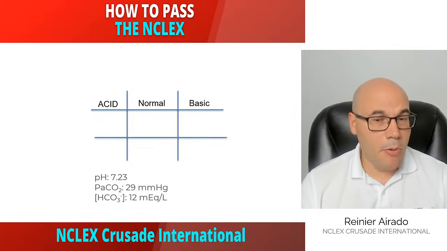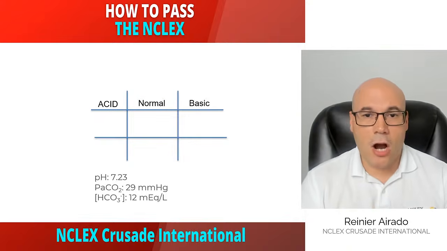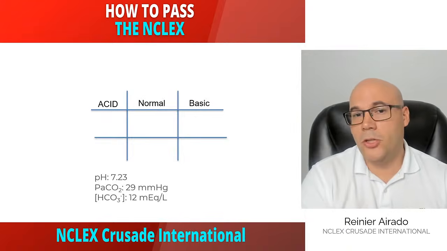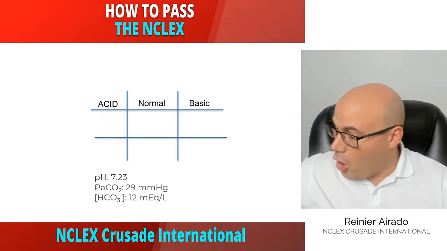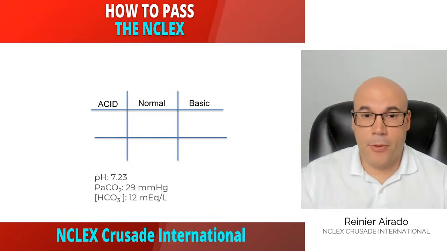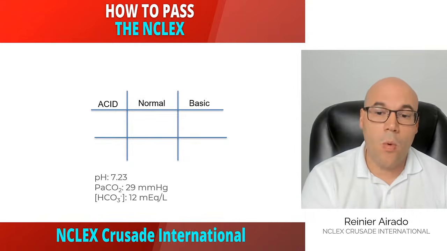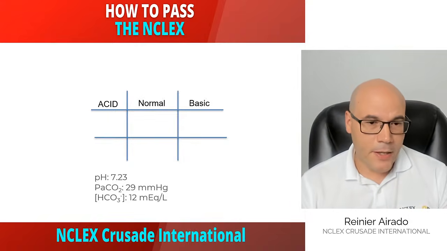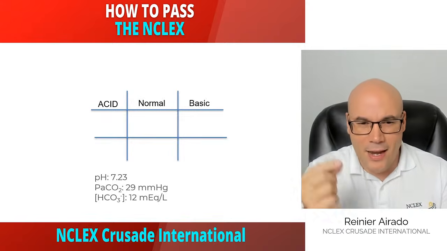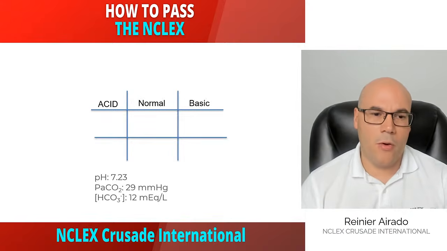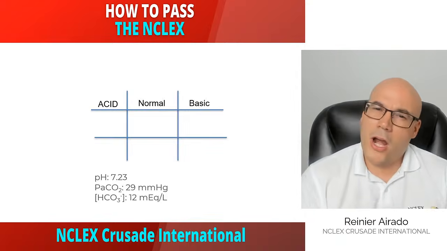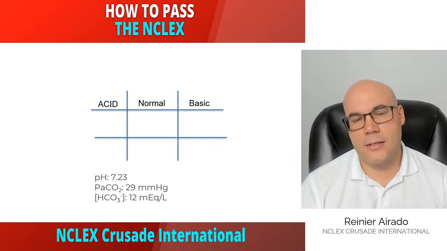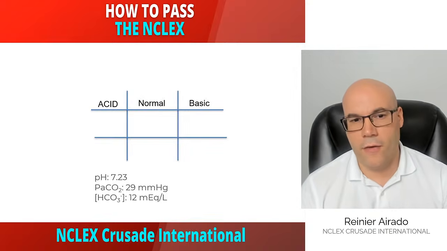Let me give you an example. Bicarbonate. Some books say that the bicarbonate normal value is from 22 to 26, while other books, like the Saunders book, say from 21 to 28. So as you can see, there are some discrepancies with the values. What are you supposed to do for the NCLEX? Which book are you going to follow?